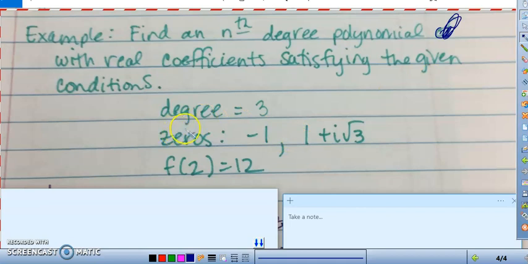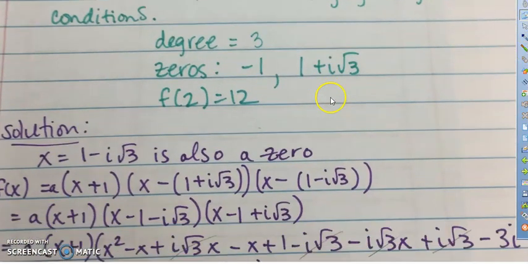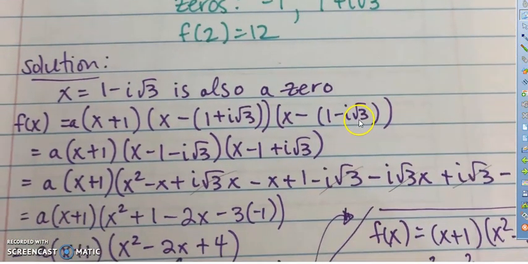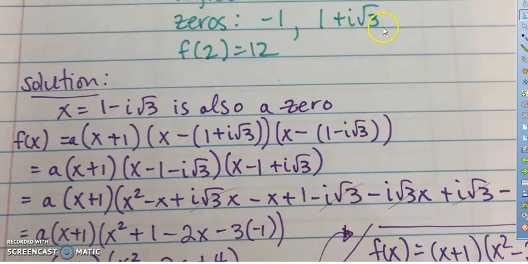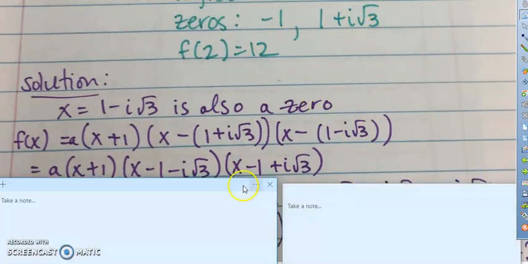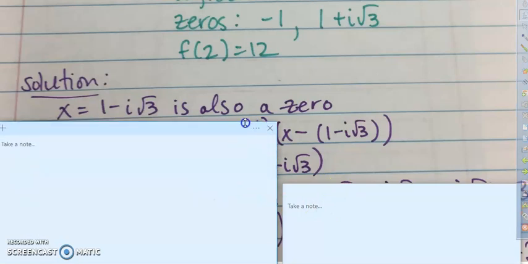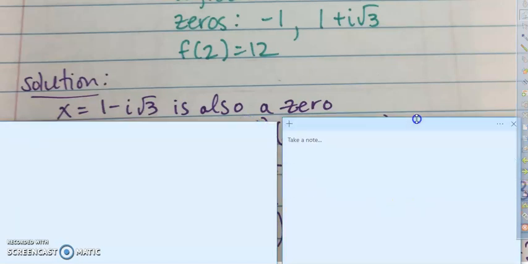So the degree of the polynomial in this case is 3. Our x-intercepts, or our zeros, are -1 and 1 plus i root 3. And then we know that it passes through the point f of 2 equals 12, or (2, 12). So to begin this, because that is an imaginary solution here, we know that its conjugate is going to be there as well. So far we know that 1 minus i root 3 will also be an x-intercept.